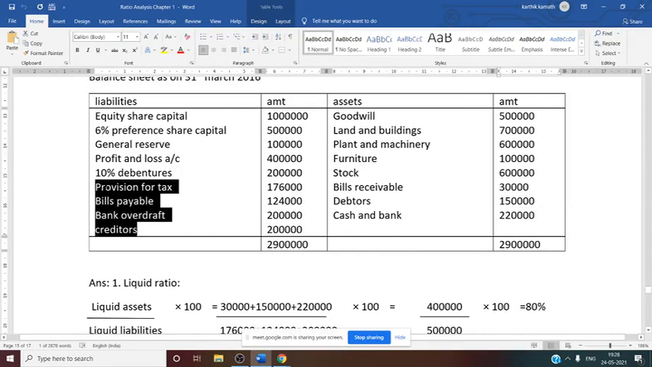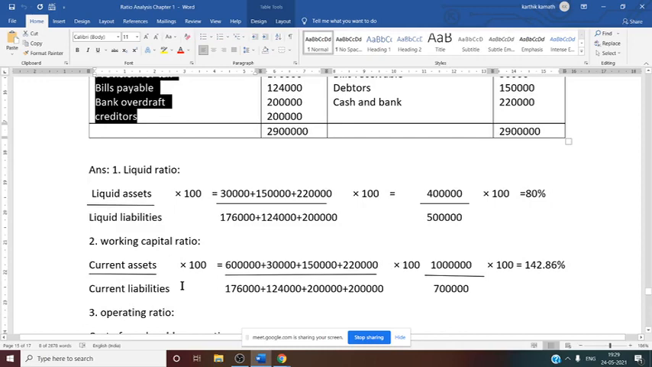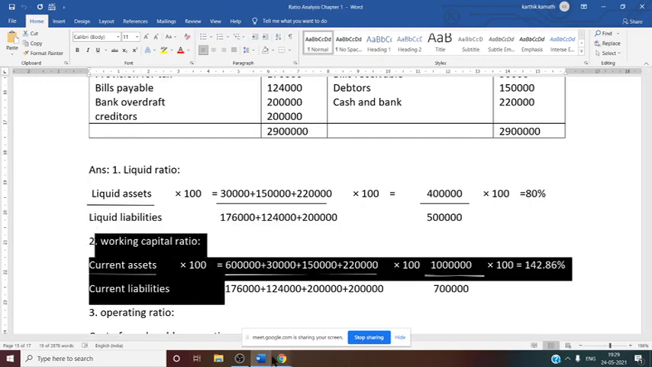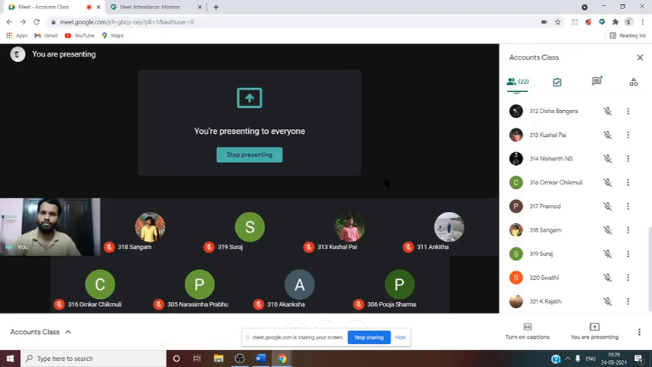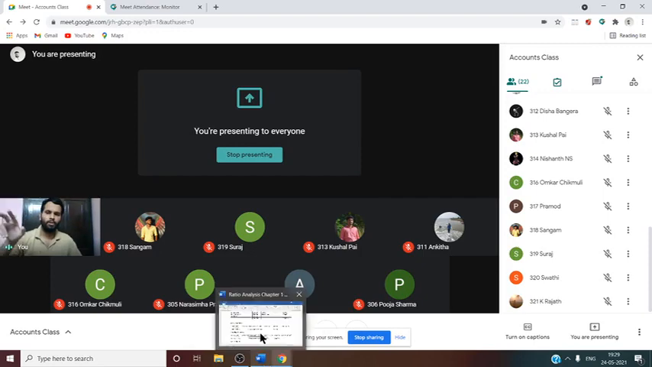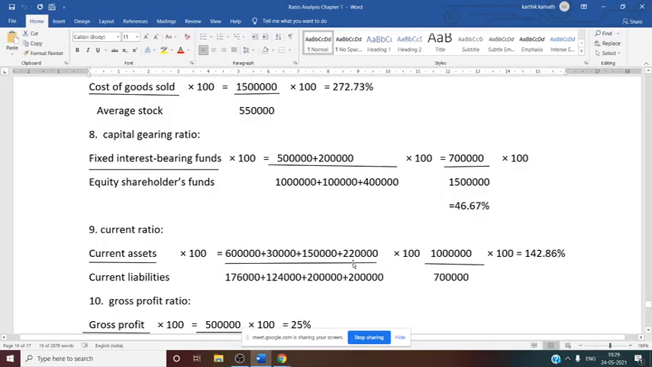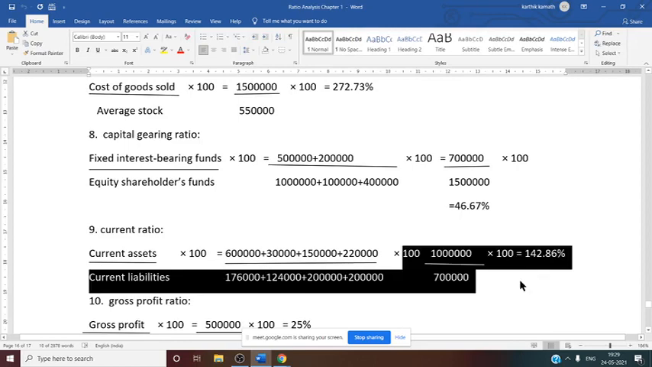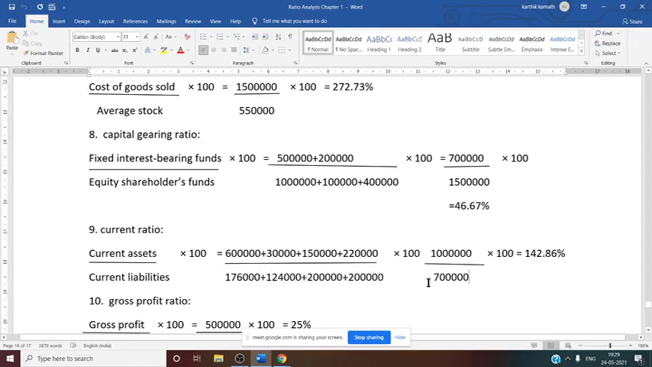Current liability, again 4 items are there, that is provision for tax, bills payable, bank overdraft and creditor. So here you have calculated working capital ratio, you have already calculated. Same you can copy paste. Why? Because working capital ratio and current ratio both are same. So same answer you can copy paste here. So working capital ratio as well as the current ratio is the same. Answer is 142.86%. That is nothing but 10 lakh divided by 7 lakh into 100.